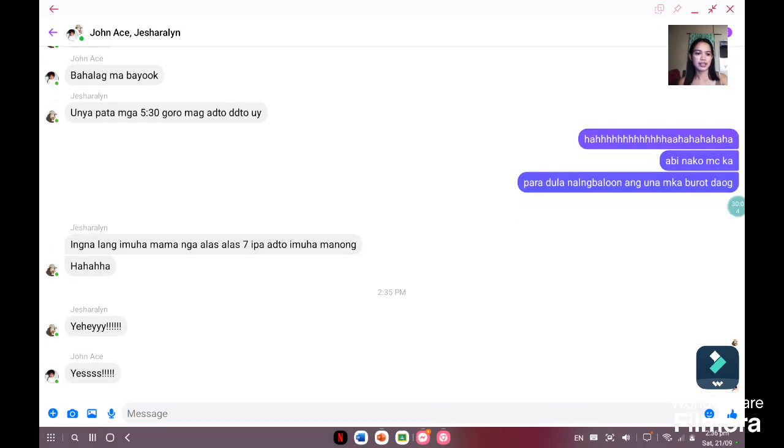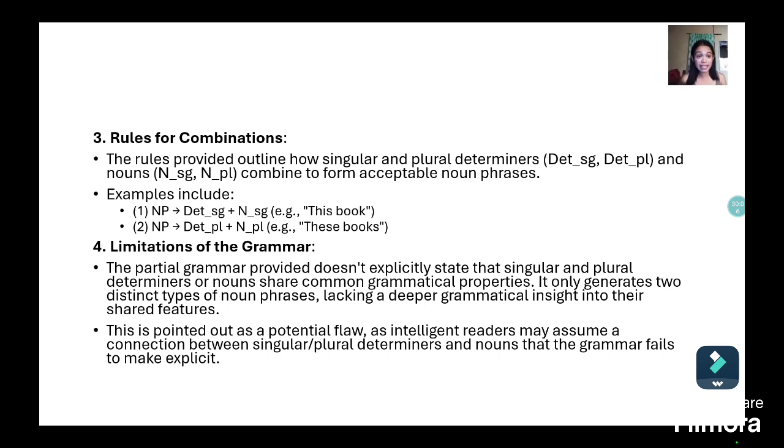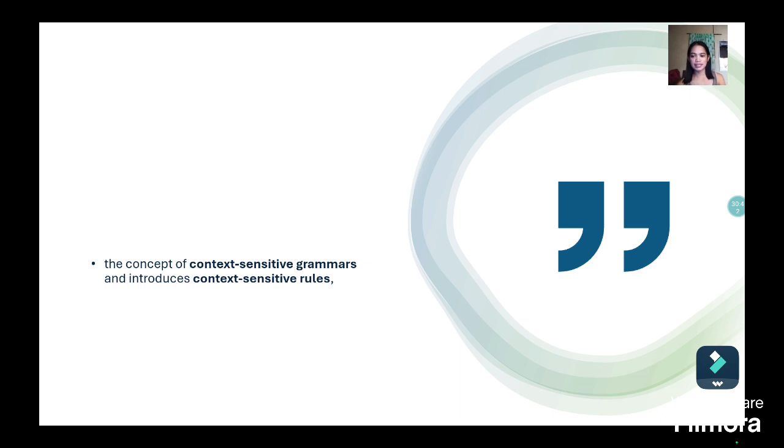Now let's proceed to the limitation of the grammar. The partial grammar provided doesn't explicitly state that singular and plural determiners or nouns share common grammatical properties. It only generates two distinct types of noun phrases, lacking a deeper grammatical insight into their shared features. This is pointed out as a potential flaw, as intelligent readers may assume a connection between singular and plural determiners and nouns that the grammar fails to make explicit.